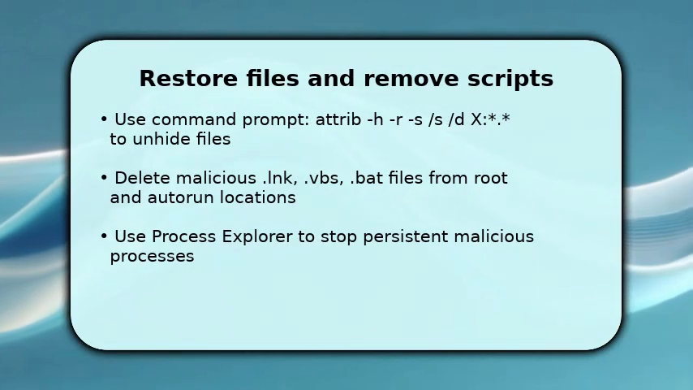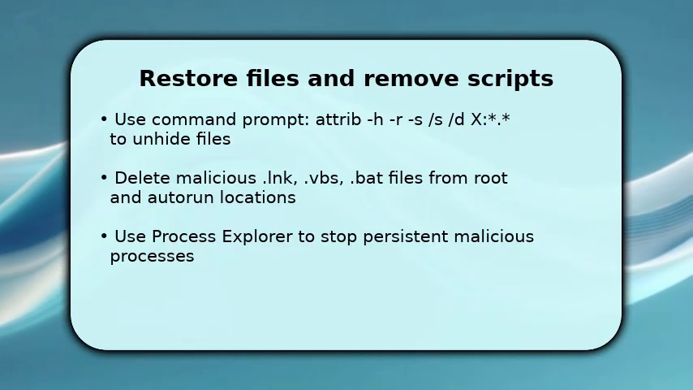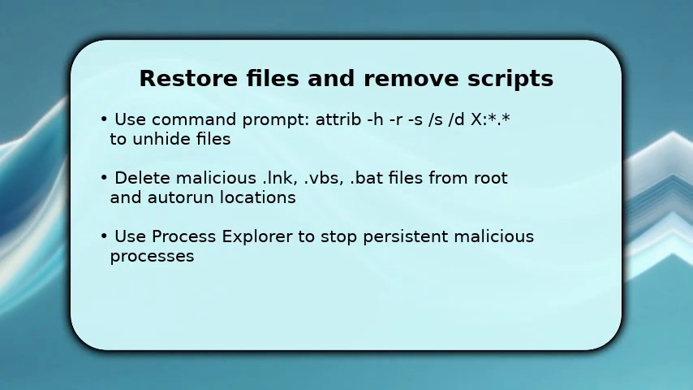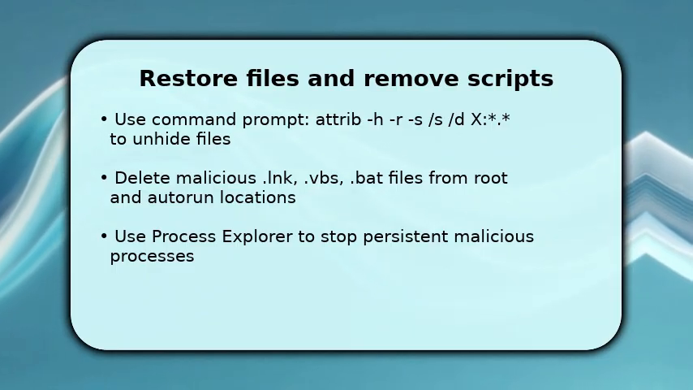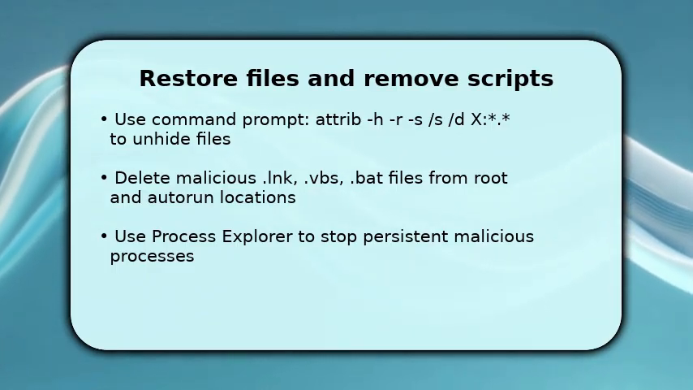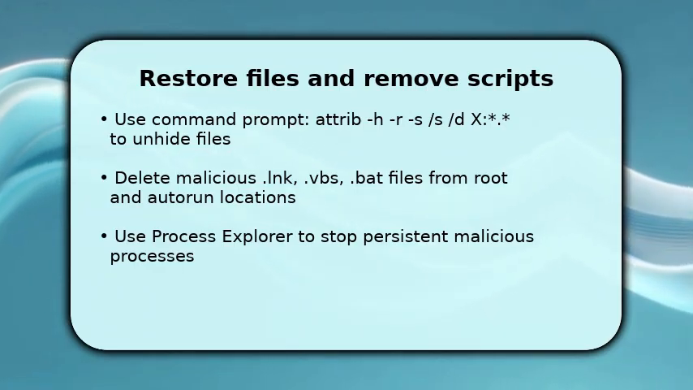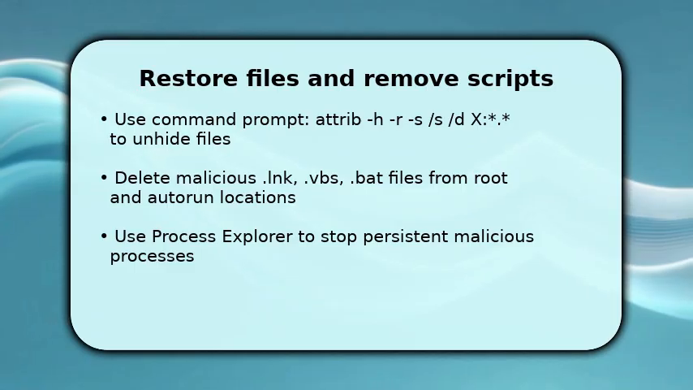Open an elevated command prompt and run attrib -h -r -s /s /d X:\*.* on each affected drive to unhide real files. This reverses the shortcut cloak. Next, delete suspicious lnk, vbs, and bat files in roots and the startup folder. These are the scripts that relaunch malware.